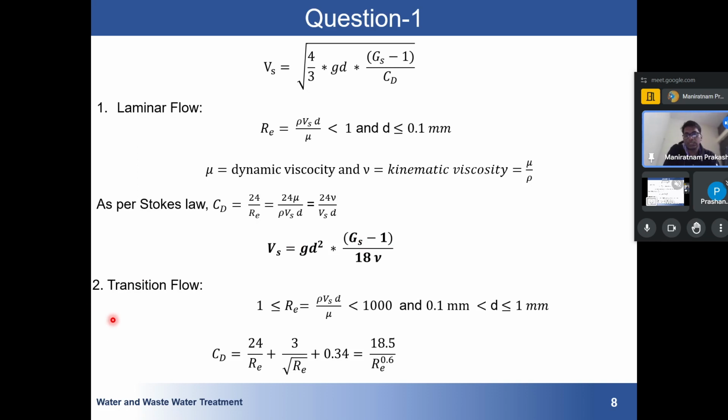Similarly for this transition flow, when the Reynolds number is greater than or equal to 1 and less than or equal to 1000 (remember this equality), then this CD is defined as 24 by RE plus 3 by under root RE plus 0.34, or in some books it is directly written as 18.5 by RE to the power 0.6. This is an approximate formula.